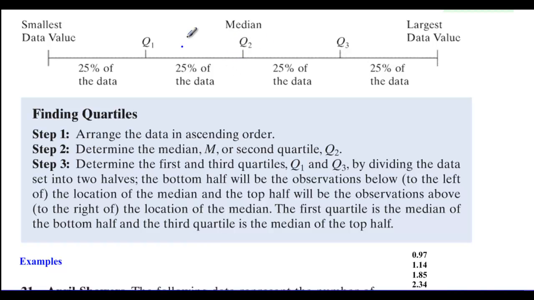And then we split the data into 2 pieces at that point. Once we split the data into 2 pieces, we're going to look at each half separately and find the median of each half. And that's going to give us Q1 for the lower half and Q3 for the upper half.